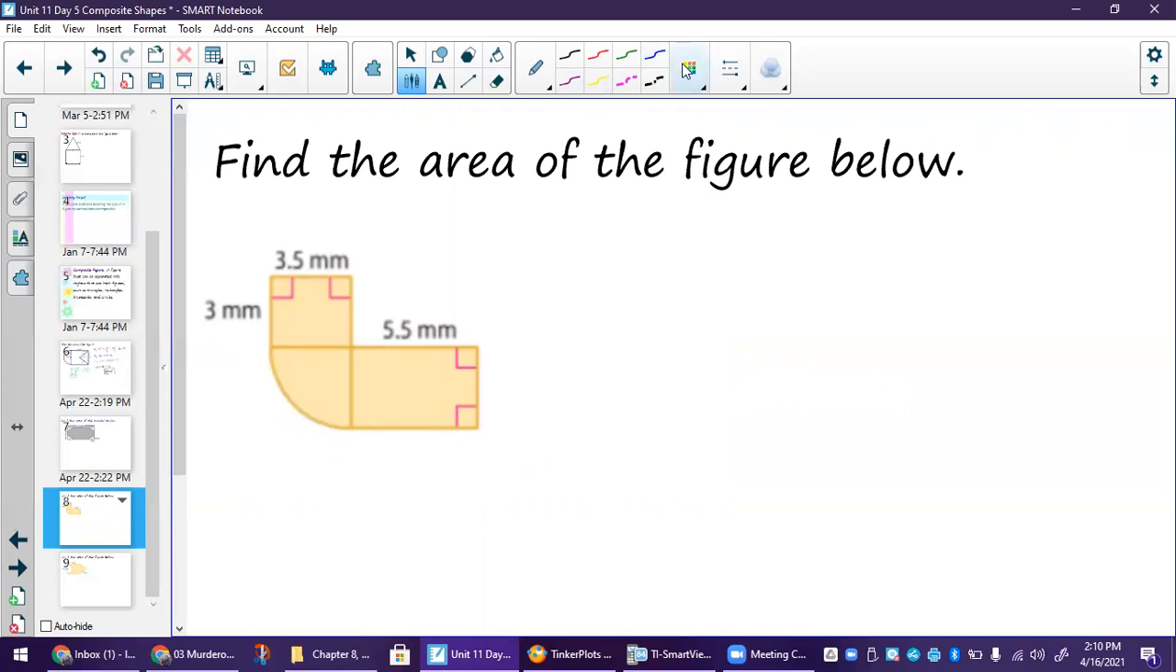I'll just start at the top here, finding the area first of this rectangle. Again, I know the area of a rectangle is base times height. Base is 3.5, height is 3.